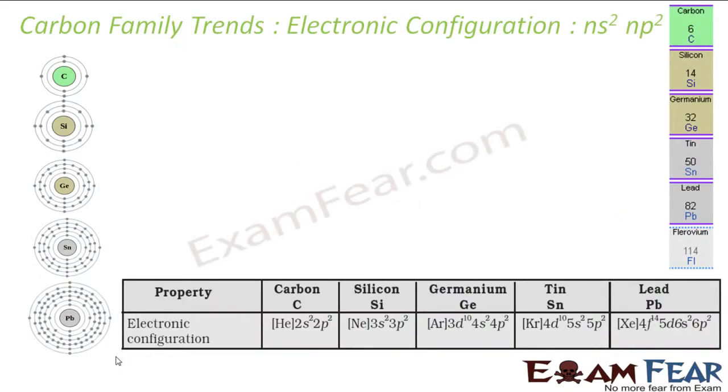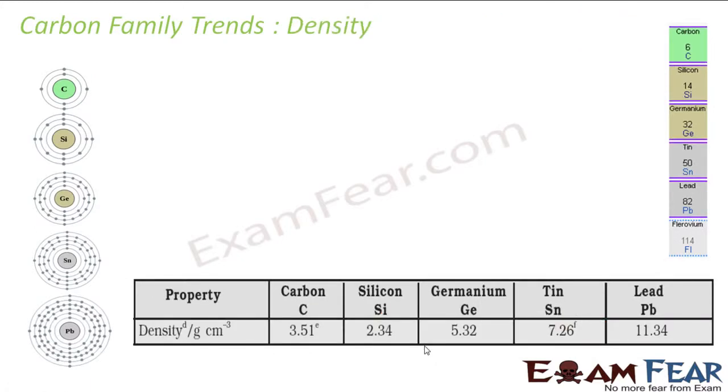If you see the electronic configuration of group 14 elements, it is ns2np2 form. This is carbon, ns2np2 form; silicon ns2np2; germanium ns2np2; tin ns2np2; lead is ns2np2. Here n is 6, 5, 4, 3, 2. This is the general electronic configuration.